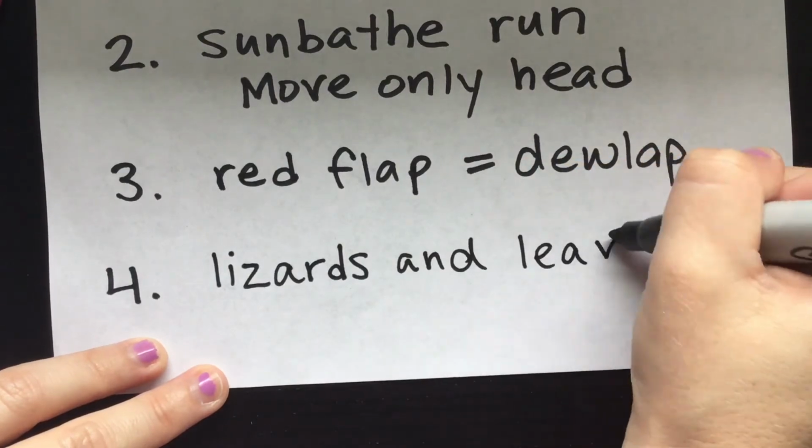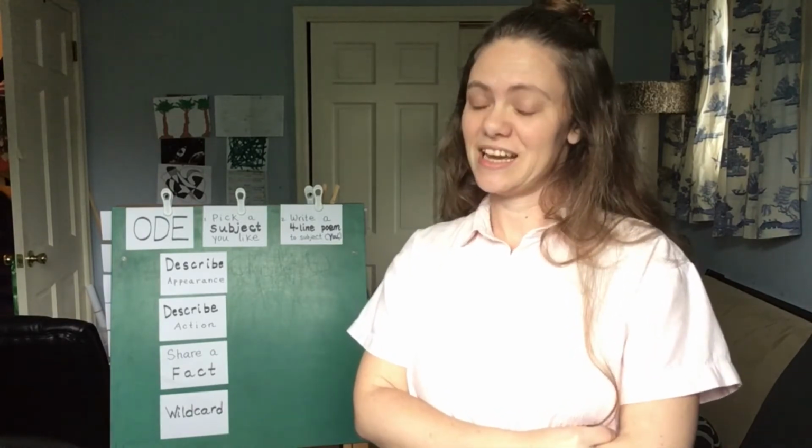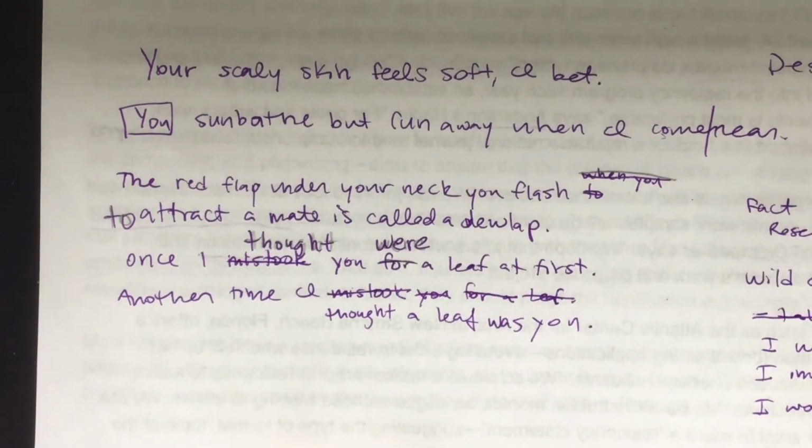Now that I've jotted down some ideas, I'm ready to write my poem. Let's take a listen to see how it turned out. Oh, one thing I forgot to say. This is kind of important. I'm not going to say the lizard has scaly skin. I want to address the lizard directly. So just like I would say thank you, I'm going to say you to the lizard. Let's take a listen.